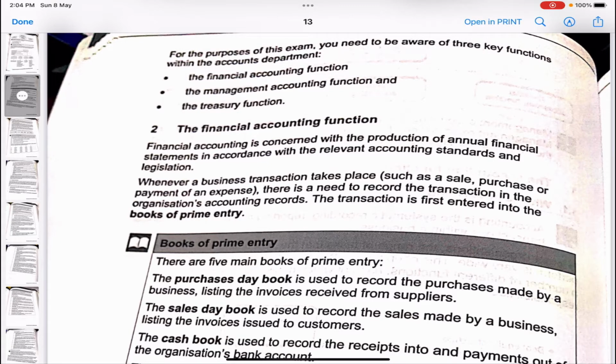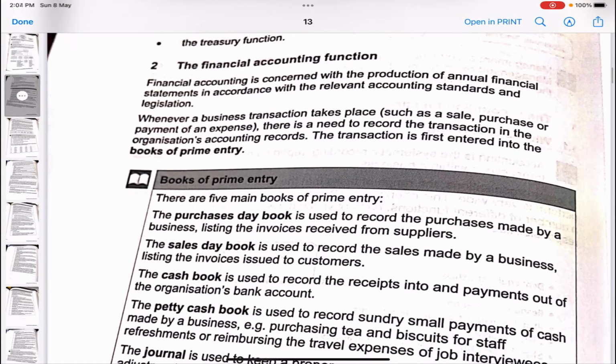To begin with, let's see what the financial accounting function is. As we have seen in the previous chapter, financial accounting is concerned with the production of the annual financial statements in accordance with the relevant accounting standards and legislation. What were the financial statements? We saw the statement of P&L and the statement of financial position, which is the balance sheet.